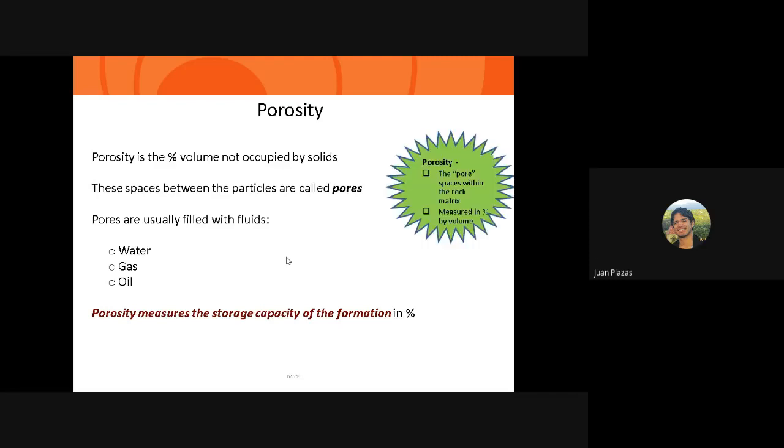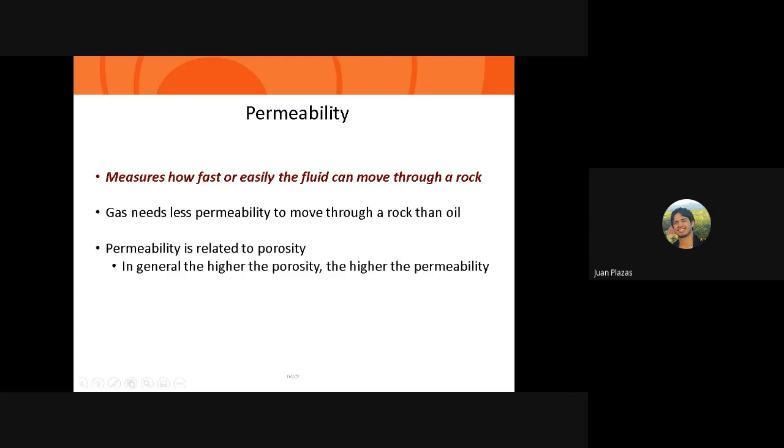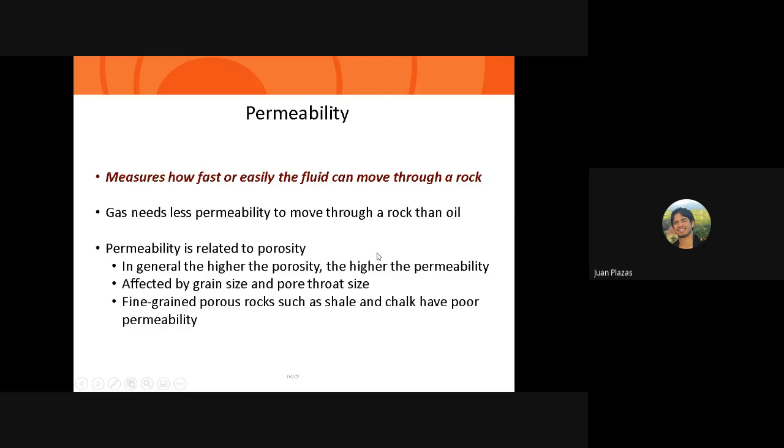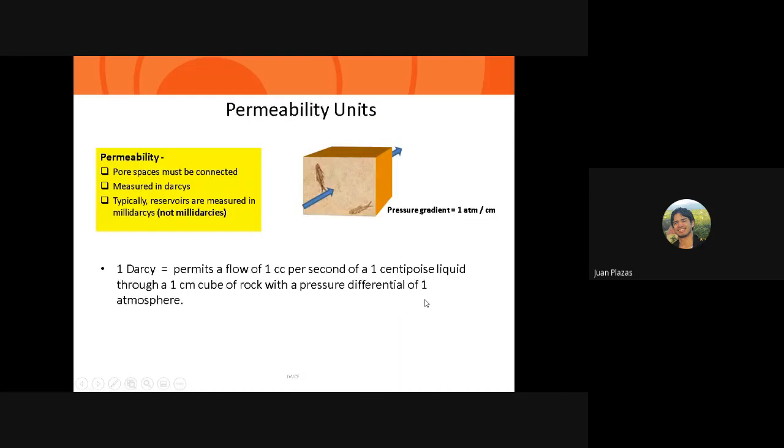Let's continue with porosity and permeability. Permeability measures how fast or easily fluids can move through a rock. Gas needs less permeability to move through a rock than oil. Permeability is usually related to porosity, and in general, the higher the porosity, the higher the permeability. Permeability could be higher or lower. A low permeability rock is often called a tight formation. The pore spaces must be connected, so permeability measures the communication between the pore spaces of the rock.